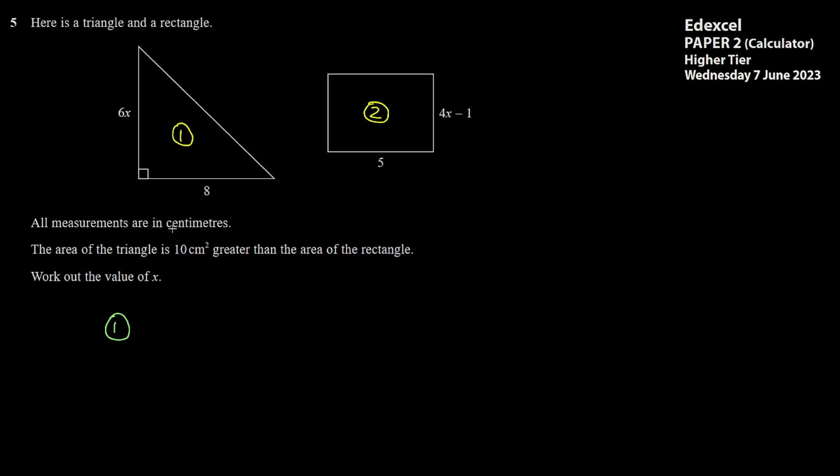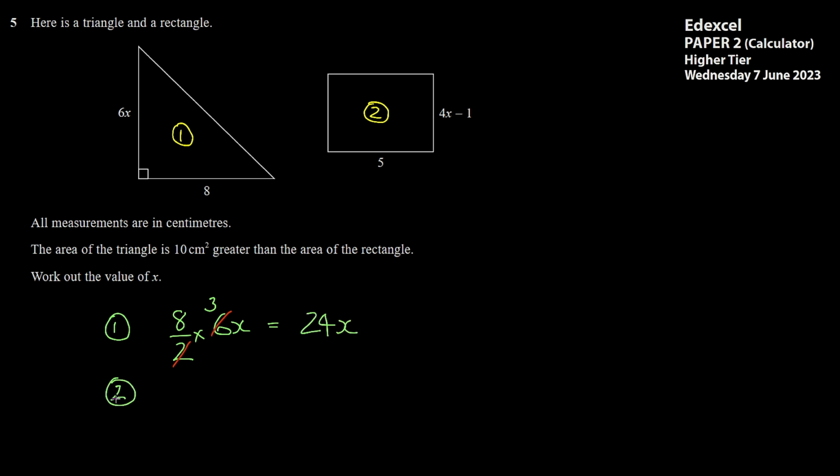Area 1, the area of a triangle is half the base, which is 8/2, multiplied by the height, which is 6x. Always try to simplify this down. The 2 goes into the 6 3 times, and this is equal to 24x.